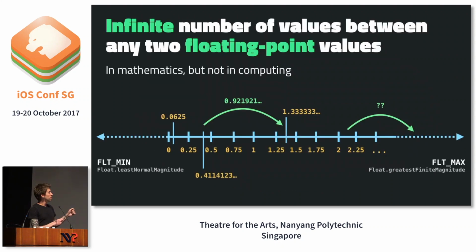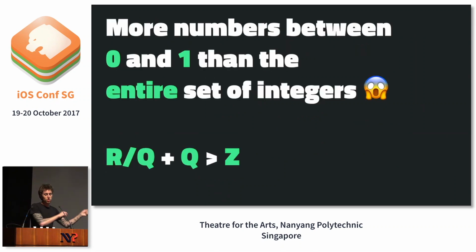But the problem is that between any two floating point values, there are an infinite number of values between them. Like we said for integers, we're bounded by int min and int max, so we can't extend beyond those, but within that bound we have a finite number of representable integers. That's not true for floating point values, because even between 0 and 1, there are an infinite set of fractional numbers. In fact, it's more than the entire set of integers.